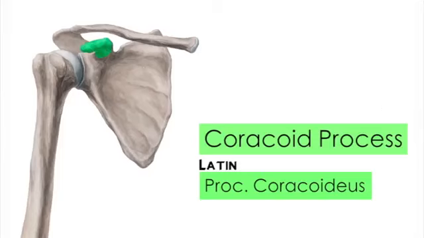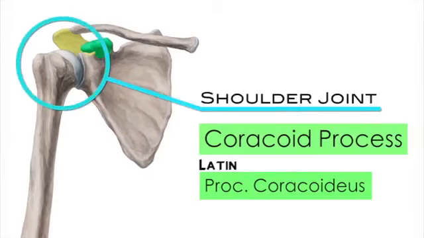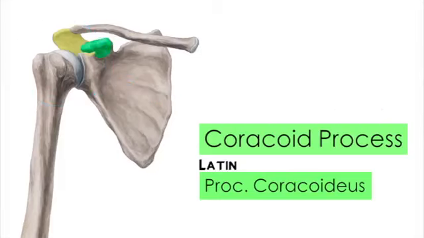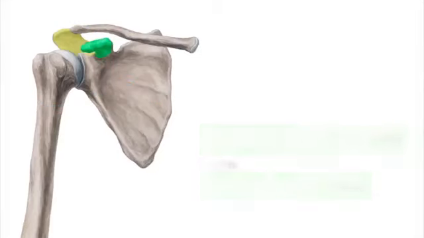Now, another important thing to know about the coracoid process is that this structure, alongside another structure that we talked about, the acromion, will perform a very important function: they will protect the joint that is found beneath them. And this is a very important joint known as the shoulder joint. So this is one important function that these two structures will perform together.